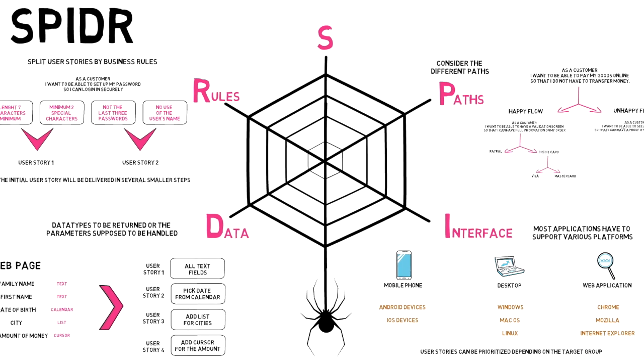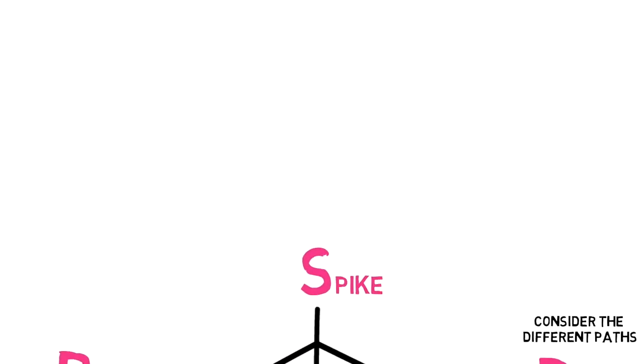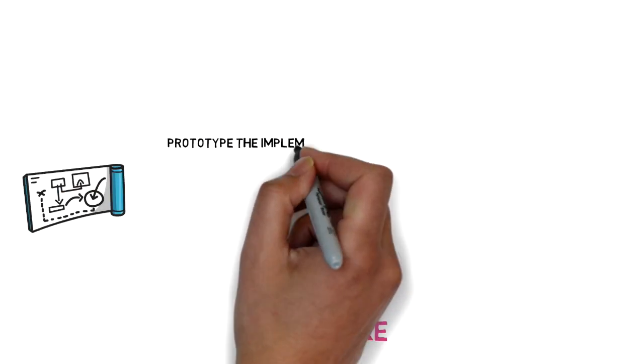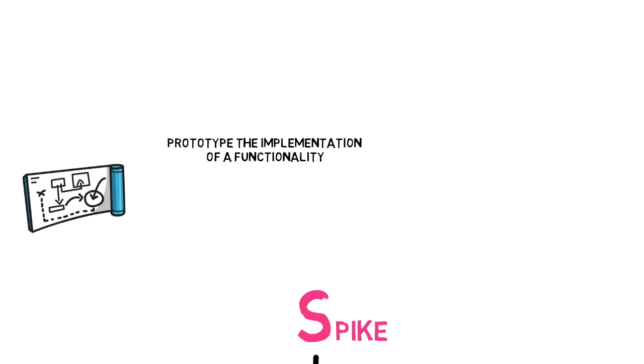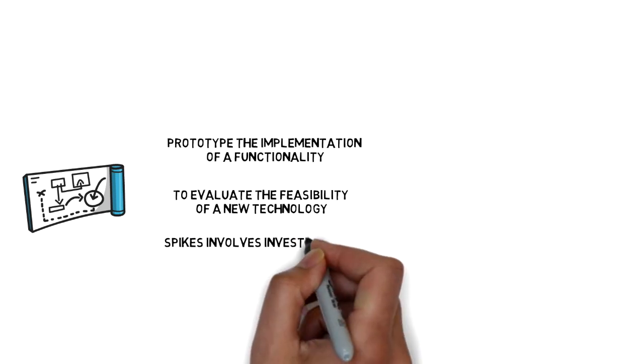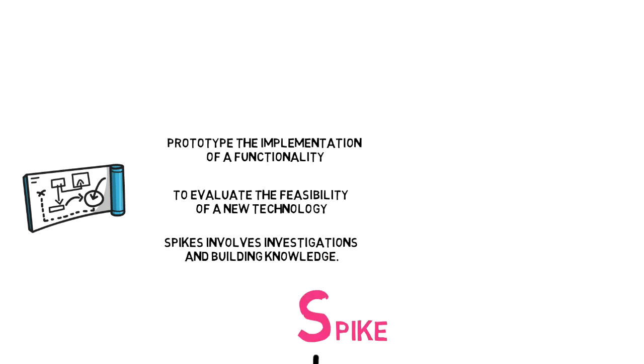The last one is the spike. This is a term used in agile software development. Spikes are used to prototype the implementation of a functionality, and is typically used for the evaluation and feasibility of new technologies. When the team needs to build a functionality using either an old technology or a new technology, they can create spikes.